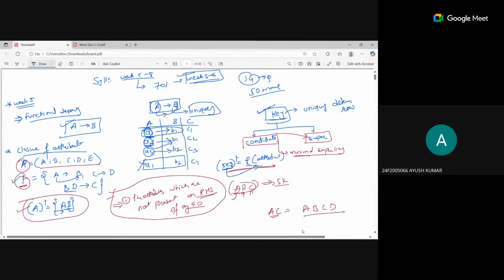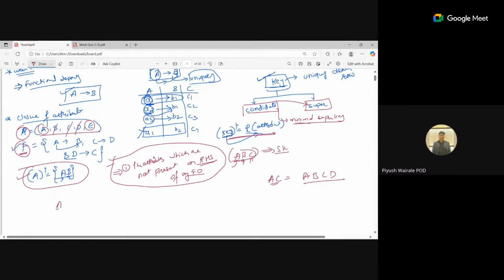A and E. Yes. So what we have said, the attributes which are not present on the right hand side of any functional dependency. B is present, C is present, D is present. A and E are not present. So first we need to check whether AE is a key or not. How can we check? Simply take the closure of those attributes and see here, right? So from A, I can get B.